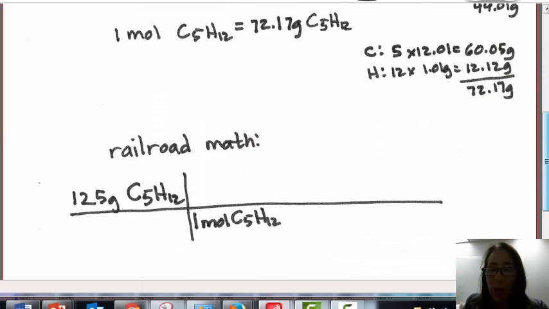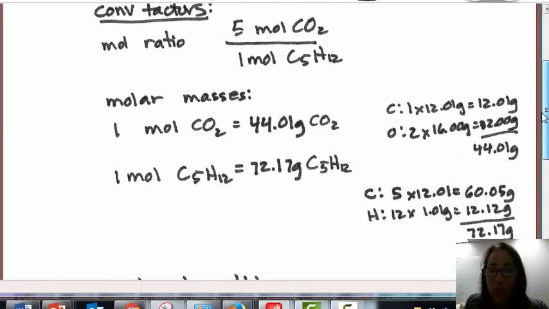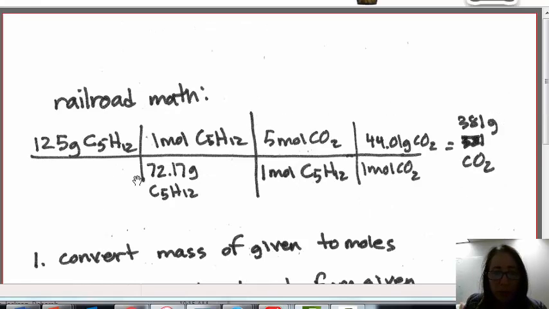So I set up my railroad math, oh, and I made a mistake here, but I set up my railroad math with my given value, 125 grams of C5H12, and so I know that grams of C5H12 has to go in my denominator because I want to cancel those units out. And when I look at all of my conversion factors, there's only one conversion factor that has grams of C5H12 in it. So I make sure that 72.17 grams is in my denominator, and then 1 mole of C5H12 is in my numerator. So my grams of C5H12 cancel out.